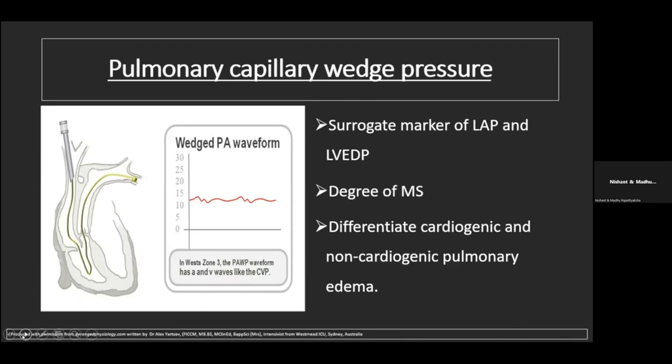Pulmonary capillary wedge pressure is a surrogate marker of left atrial pressure and left ventricular diastolic pressure. It also gives us an estimate of the degree of mitral stenosis. We can differentiate cardiogenic edema, in which pulmonary capillary wedge pressure will be more than 15 millimeters of mercury, from non-cardiogenic pulmonary edema.